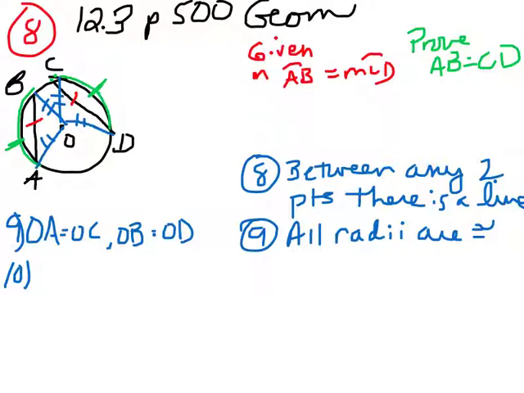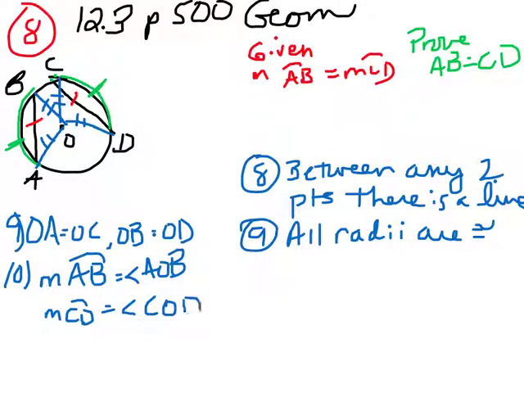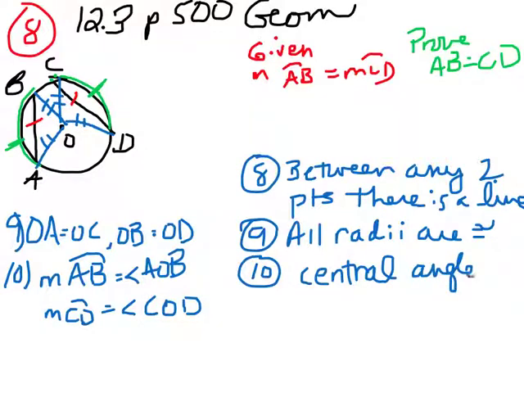Number 10 says the measure of arc AB is equal to the angle AOB, and the measure of arc CD is equal to angle COD. Why is that true? The arc is equal to the central angle. Arcs and central angles are congruent, right? The arc that the central angle cuts off is equal to its central angle, so we'll say central angles congruent to their arcs. I'll just put it that way.